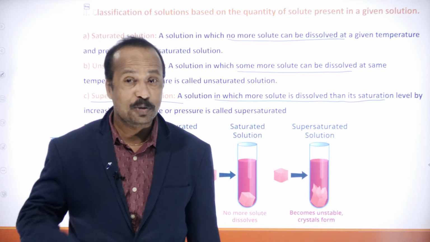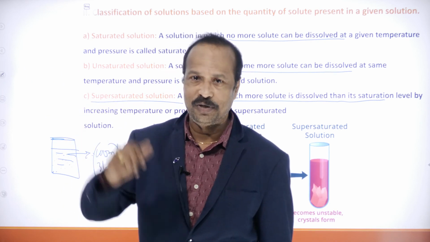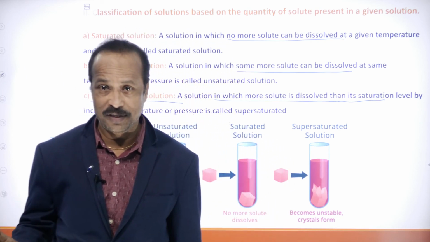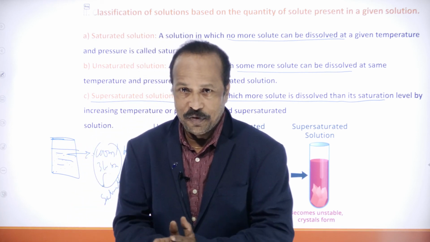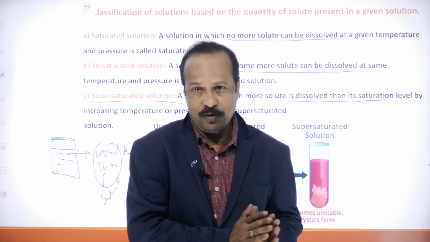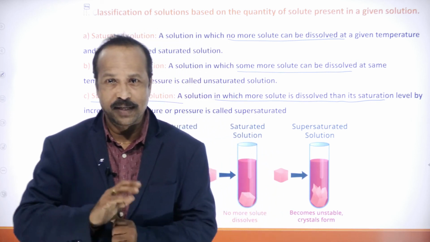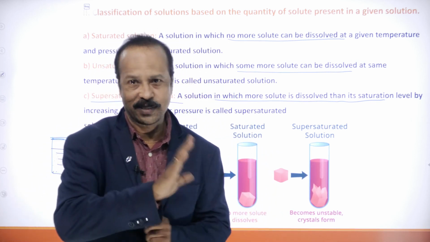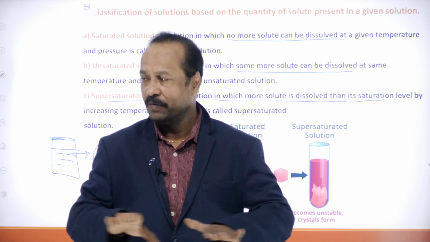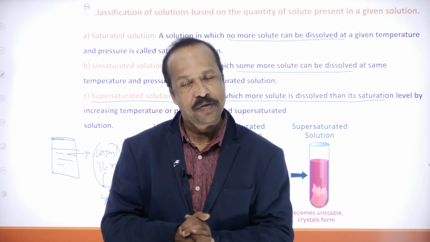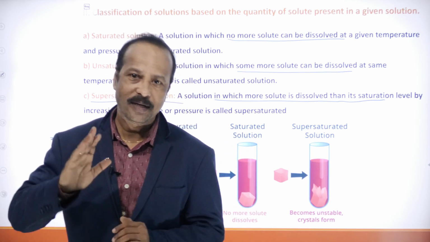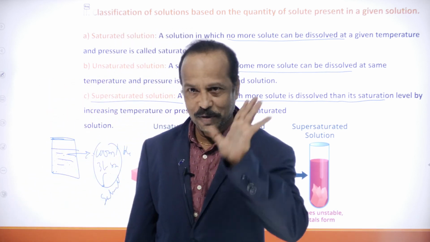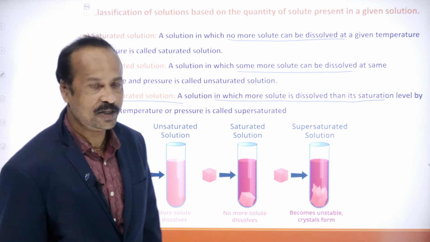Is this clear? So that is called supersaturated. What is it called? Supersaturated. Clear? If you eat less than 50 grams, say 40, when you eat the curry which you don't like, that is unsaturated. Normally, when it is equal, which you like, that is saturated. When you eat biryani or something, it is supersaturated. Now, do you understand saturated, unsaturated, supersaturated?